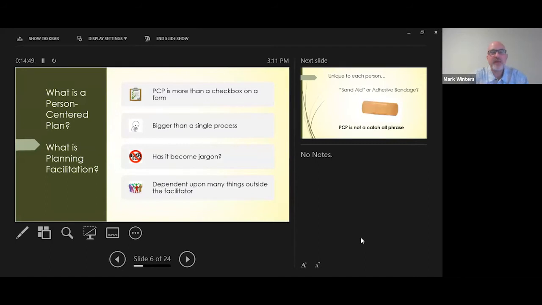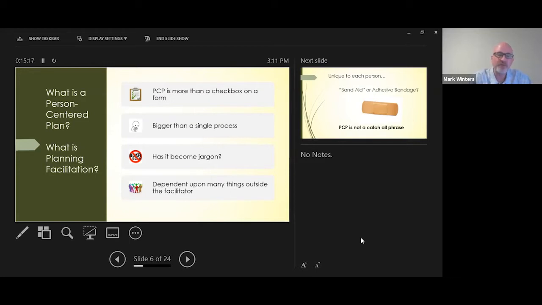So, person-centered planning facilitation. Quickly here, I'm talking about what exactly is it, right? What is facilitating a plan? Well, it's more than a checkbox on a form. I'll say this several times over today in different ways. There are places where person-centered planning and facilitation of a plan may show up in a system.